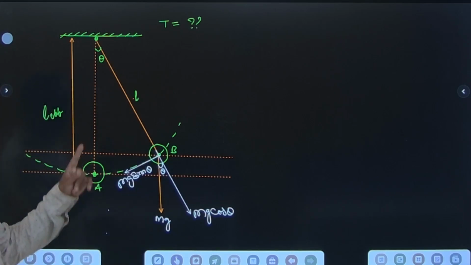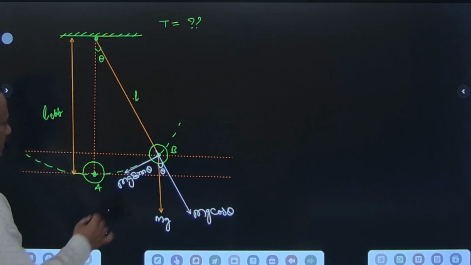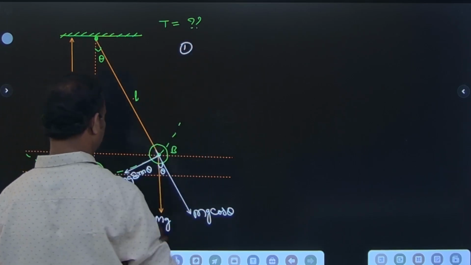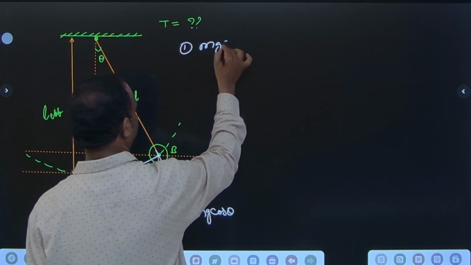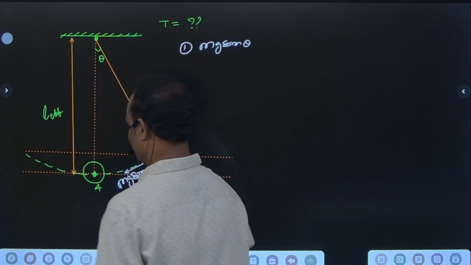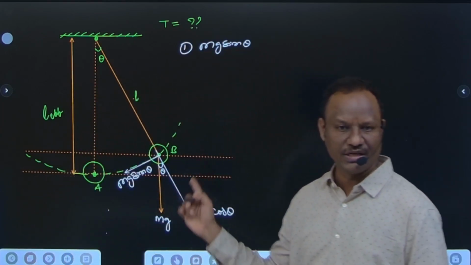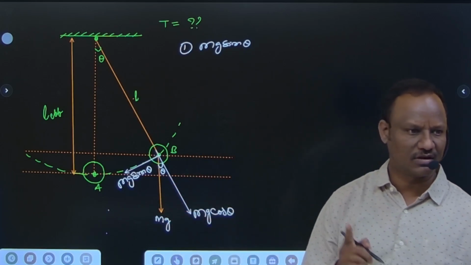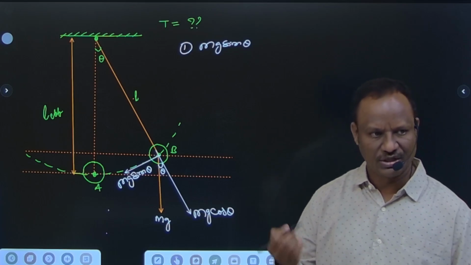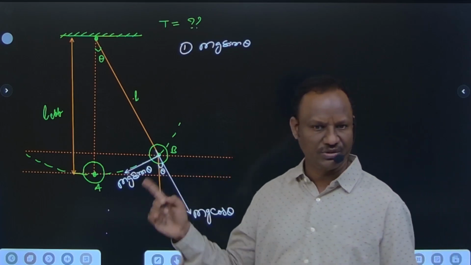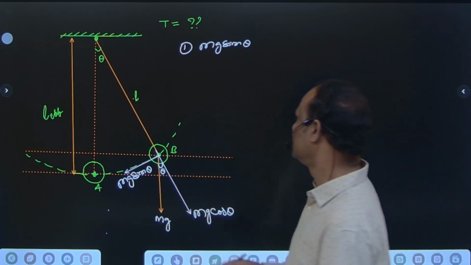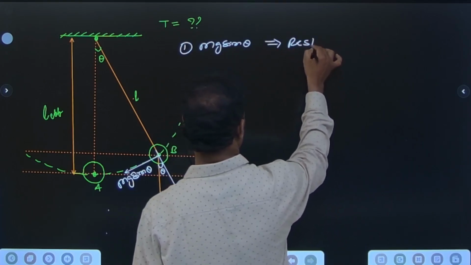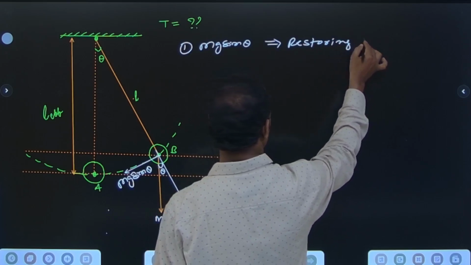So when you apply some external force on this, mg sin theta, for the first condition, acts like what? It brings the bob back to its original position. That is mg sin theta. mg sin theta is called what? Restoring force. Restoring force is always in the opposite direction to its displacement. So mg sin theta is a restoring force.